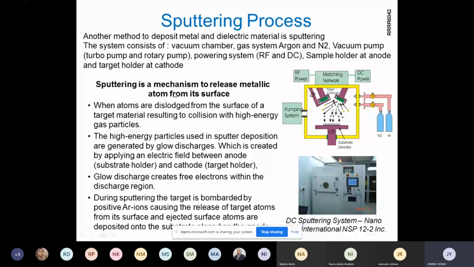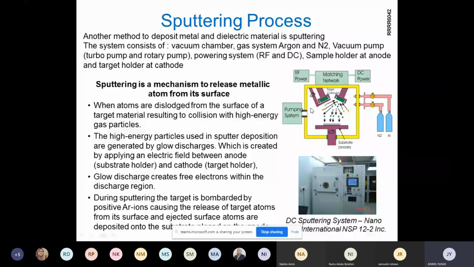Sputtering process is another method to deposit metal and dielectric material. The system consists of a vacuum chamber and a gas system, so we can flow nitrogen or argon. Argon is the reaction gas. Nitrogen is used as a purifier gas, to purify the chamber.